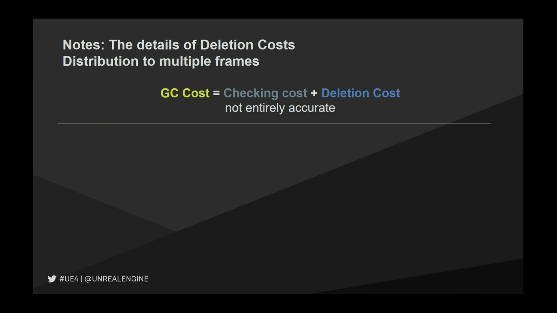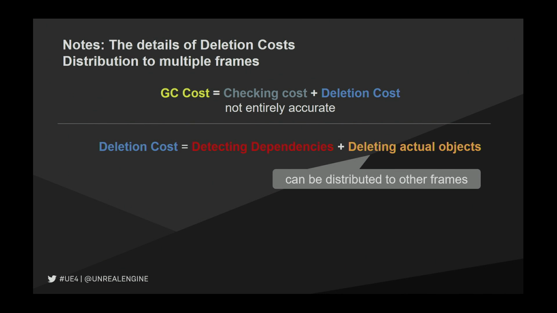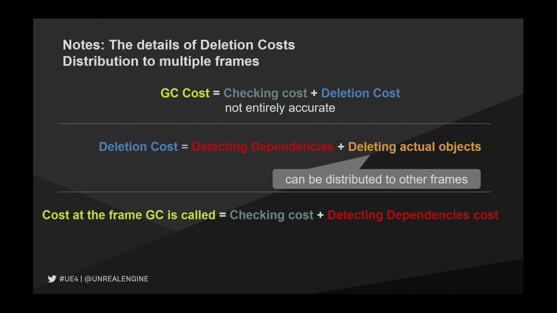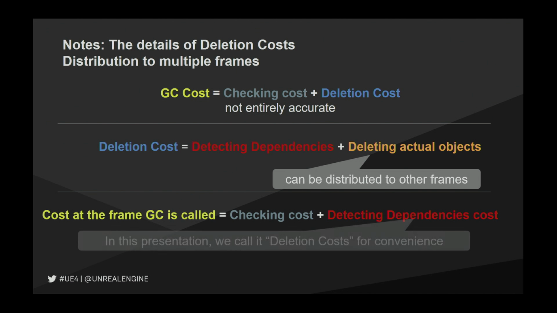But actually the description on the previous frame could be made a little more detailed. The deletion cost here actually has two parts: detecting dependencies and actually deleting the object. The actual deletion of the object can be distributed over multiple frames. So the cost of garbage collection on the frame that you call it is actually the cost of checking the array of UObjects for ones that are no longer referenced and detecting dependencies. So from this point on, I'll call the detecting dependencies step the deletion cost to keep this simple.